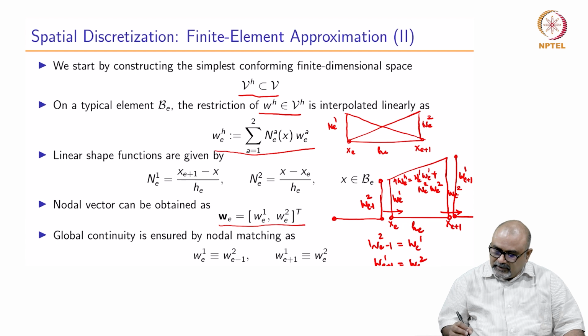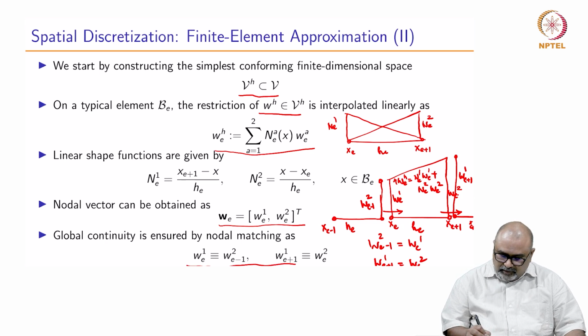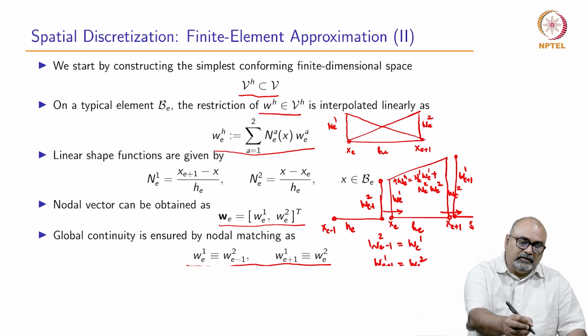So, the next elements that we are going to have, if I call this He between Xe and Xe plus 1, then Xe minus 1 is the previous node and Xe plus 1 and Xe plus 2 is the next element. So, we are going to have nodal compatibility of deformations at the common degrees of freedom.